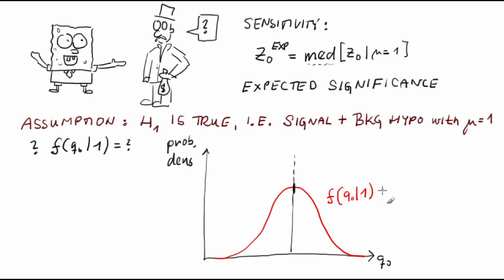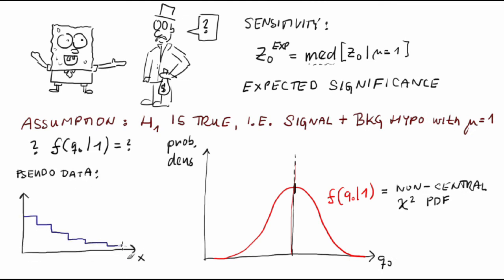There is an asymptotic formula for f of q0 given 1. It is a non-central chi-square distribution. However, we don't need it in practice most often. The wonderful thing is that the median significance can be approximated in a very easy way. We just evaluate the test statistic that we would get if the data was exactly equal to the nominal prediction for signal plus background. This particular dataset is called the Asimov dataset.